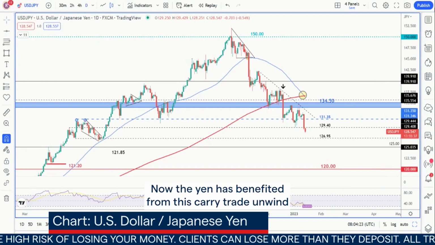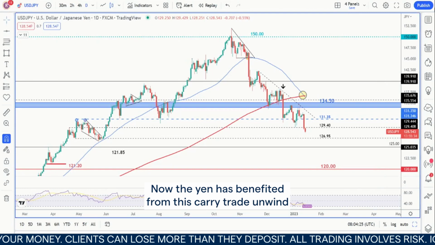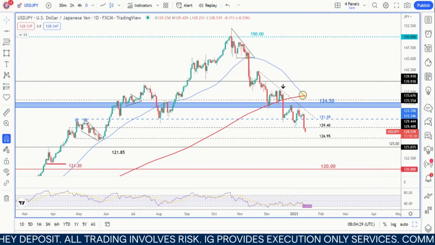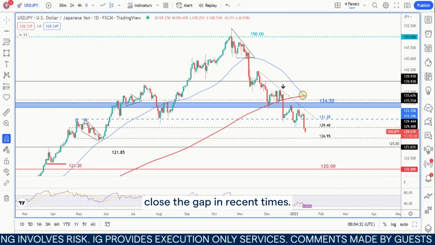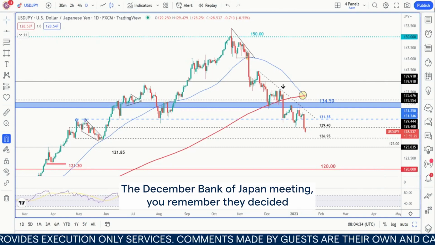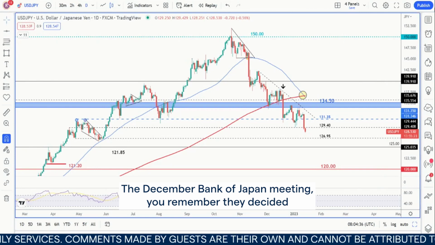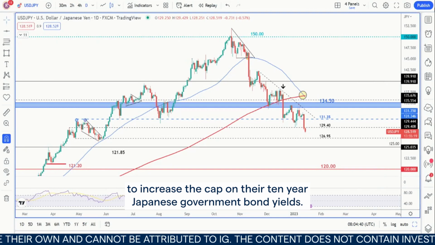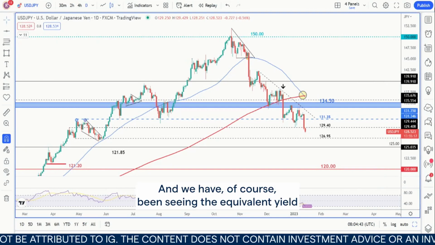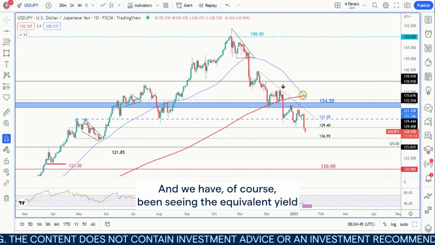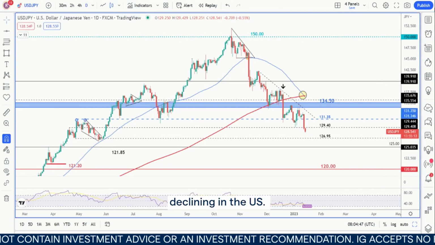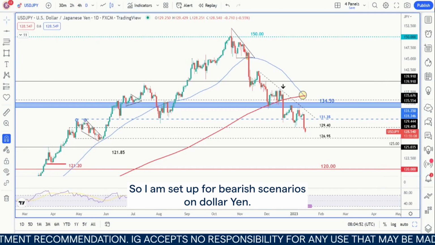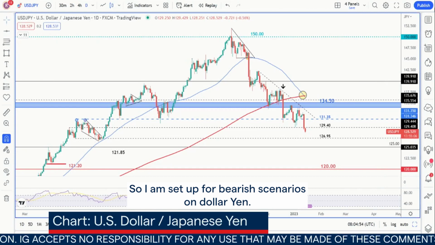yen. Now, the yen has benefited from this carry trade unwind as we've seen yield differentials close the gap in recent times. The December Bank of Japan meeting, you'll remember, they decided to increase the cap on their 10-year Japanese government bond yields. And we have, of course, been seeing the equivalent yield declining in the US. So I am set up for bearish scenarios on dollar yen.